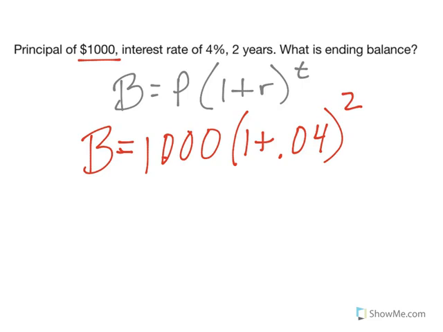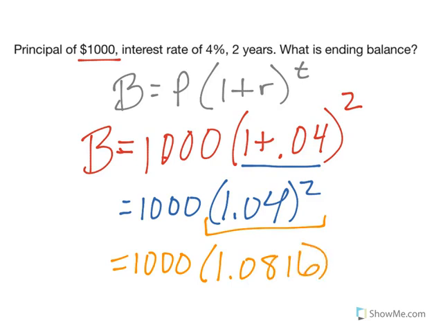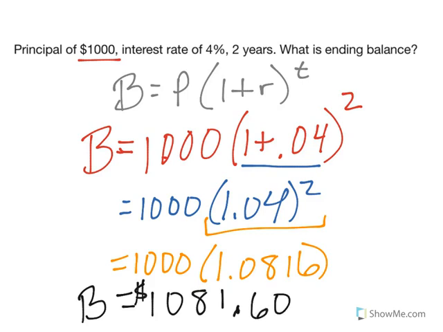So when you go to do your order of operations, we go inside the parentheses first. So I will still have 1,000 times 1.04 raised to the second power. And now I have to do my exponent. When I take 1.04 raised to the second power, I get 1.0816. Don't round. This is a terminating decimal, so go ahead and take it out all 4 decimal places to get a better answer. And now in our last step, we simply multiply by 1,000, and we find our ending balance to be $1,081.60.